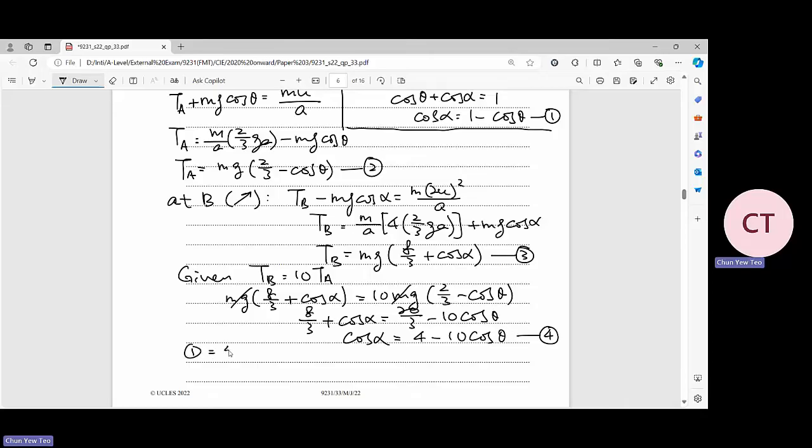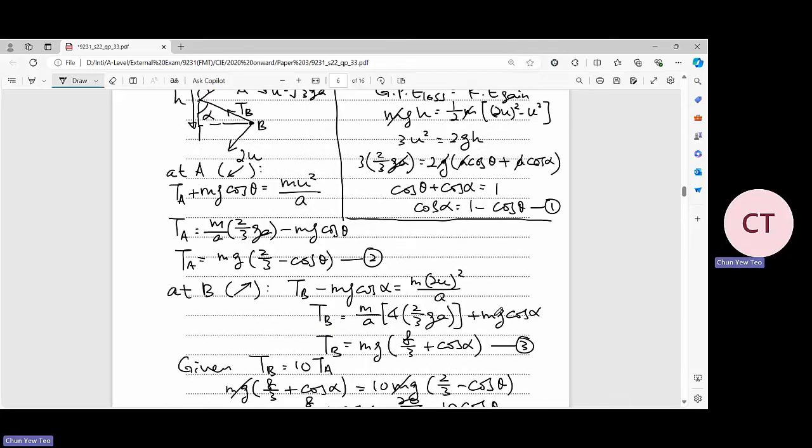Equation 1 equal to equation number 4. You will have 1 minus cos theta equal to 4 minus 10 cos theta. So you get 9 cos theta equals 3. That will give you cos theta is equal to 1 over 3. But you're looking for dA, right? So from equation number 2, dA is equal to 1 over 3 mg. Done. That will be the answer for question number 4A.